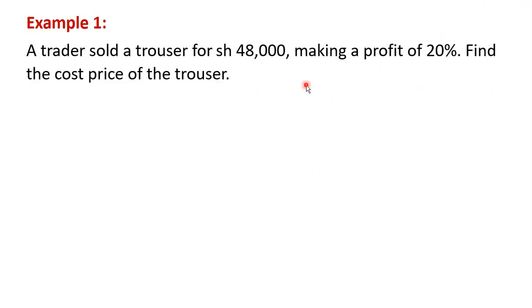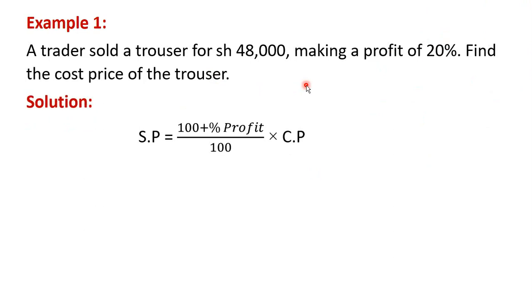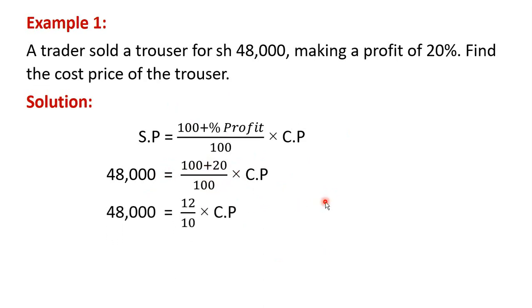We have two formulas that we can use, the one for the selling price and the one for the cost price. Let's start with the selling price: selling price is equal to (100 plus the percentage profit) over 100 times the cost price. Substituting, we have 48,000 is equal to (100 plus 20) over 100 times the cost price. 100 plus 20 is 120, divided by 100 gives us 12 over 10.